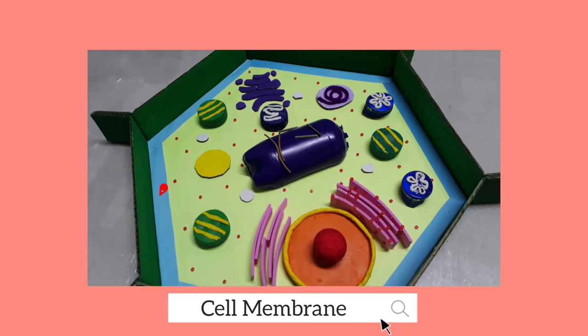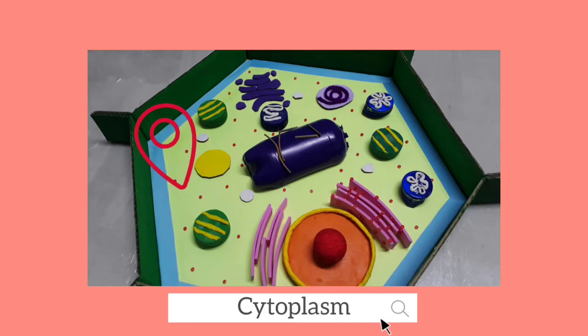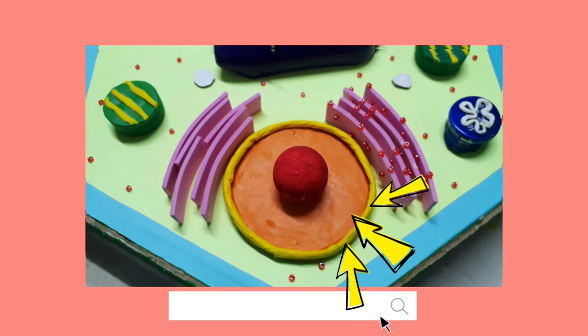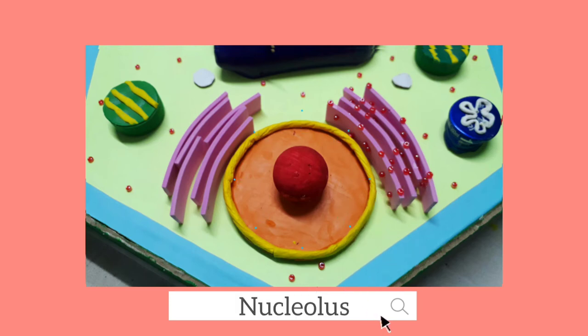Next is the cell membrane. The cell membrane plays an important role in regulating the entry and exit of specific substances within the cell. Cytoplasm. The cytoplasm maintains the osmotic concentration of the cells and prevents them from bursting or shrinking. Nucleus. The vital function of a nucleus is to store DNA or hereditary information required for cell division, metabolism, and growth. Nucleolus. It aids in protein formation and RNA synthesis.